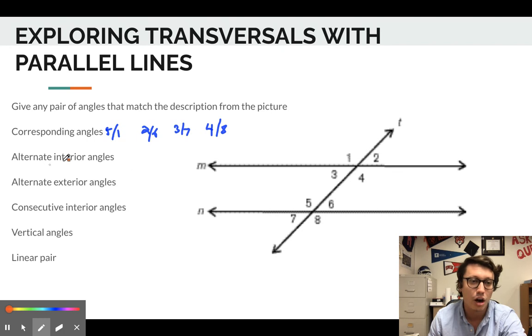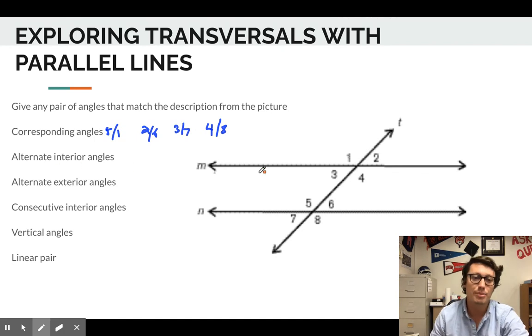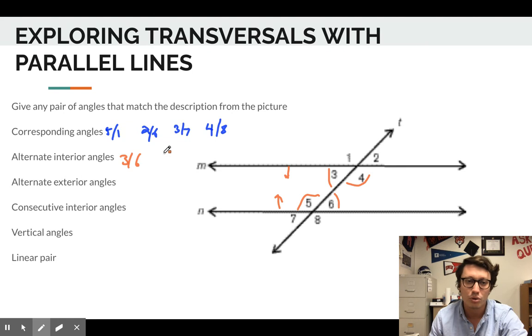If I use a different color, alternate interior. Remember, interior means inside, so they have to be inside. And alternate means on opposite sides. So we see that 3 and 6 are examples. And then we also see that 5 and 4 are examples. If we do another color, alternate exterior. Exterior means outside, so that has to be on the outside. And alternate, again, means opposites. So we see that 1 and 8, and we see that 7 and 2.